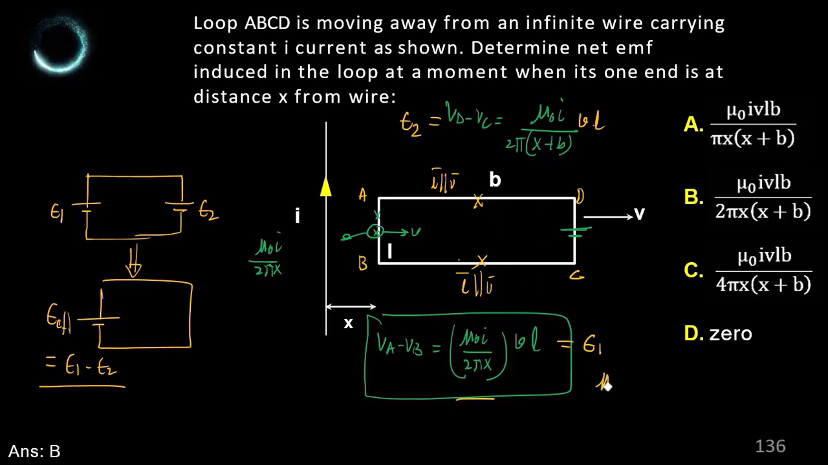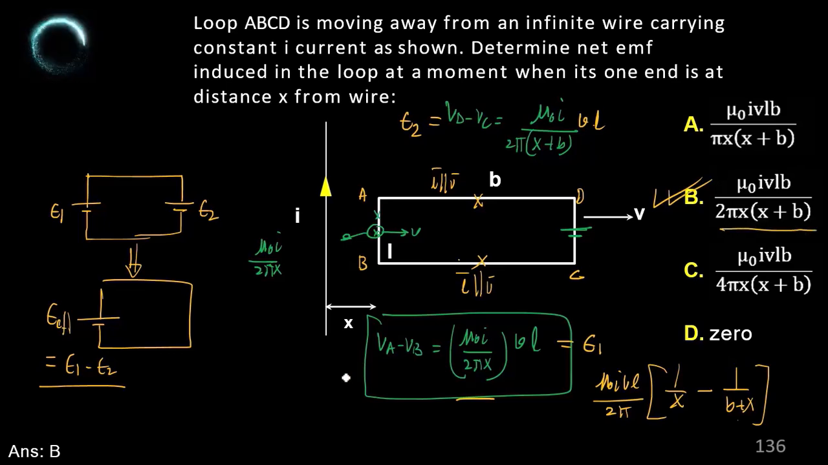So mu naught I into VL by 2 pi, take common: 1 by x minus 1 by (b plus x). So b plus x minus x, so b divided by the product. So mu naught I V L into b divided by 2 pi x into (x plus b). B option টা হচ্ছে এখানে দেখে নিতে থাকবো। ডিনোমিনেটর ম্যাচিং 2 pi x into (x plus b), ঠিক আছে। উপরটা হচ্ছে শুধুমাত্র b পড়ে থাকছে, ঠিক আছে, অপশন বি কারেক্ট হবে। বোঝা গেল কি করলাম?